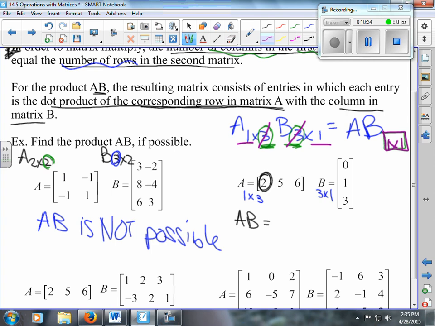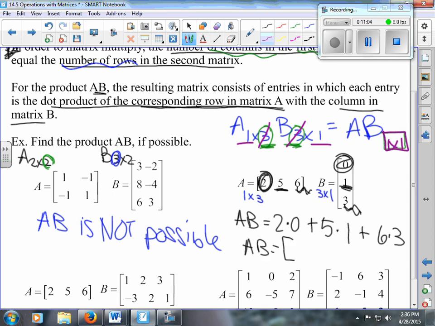And so I'm going to take entry 2, multiply it to 0, and then I add 5 times 1, and then I add 6 times 3. Right? Because remember, when you did the dot product of matrices, you multiplied corresponding parts and then added. And that's exactly what I've done here. I've taken the first element times the first element, those are the circles, the second one times the second one, and the third times the third, and now I'm going to add them. And so this is actually a matrix, but it's a 1 by 1 matrix. And it is 0 plus 5 plus 18, so 23. So it's the 1 by 1 matrix 23. This is exactly a dot product of two vectors.